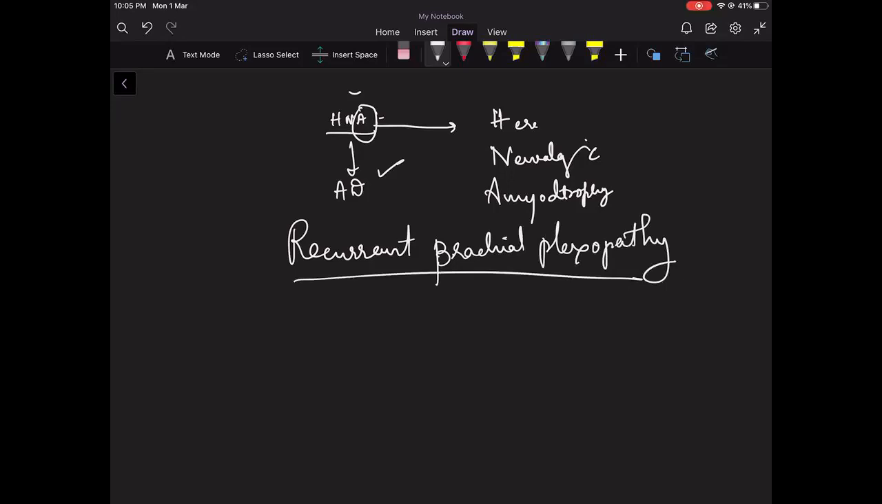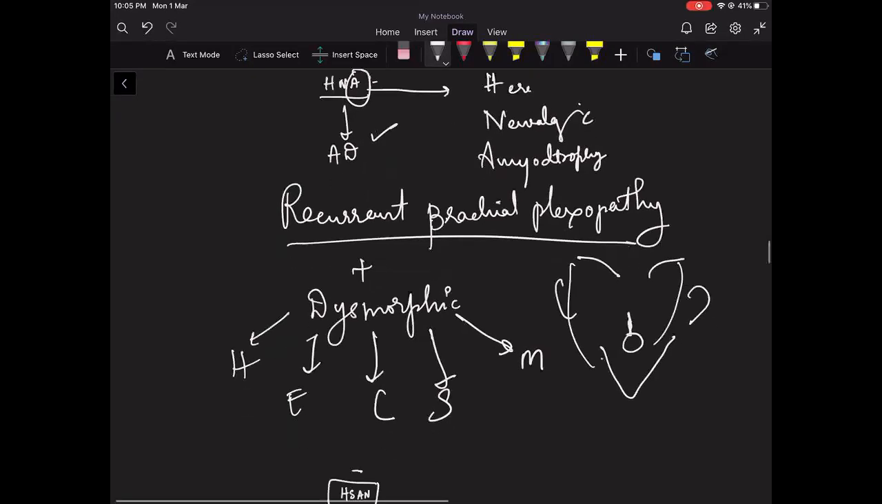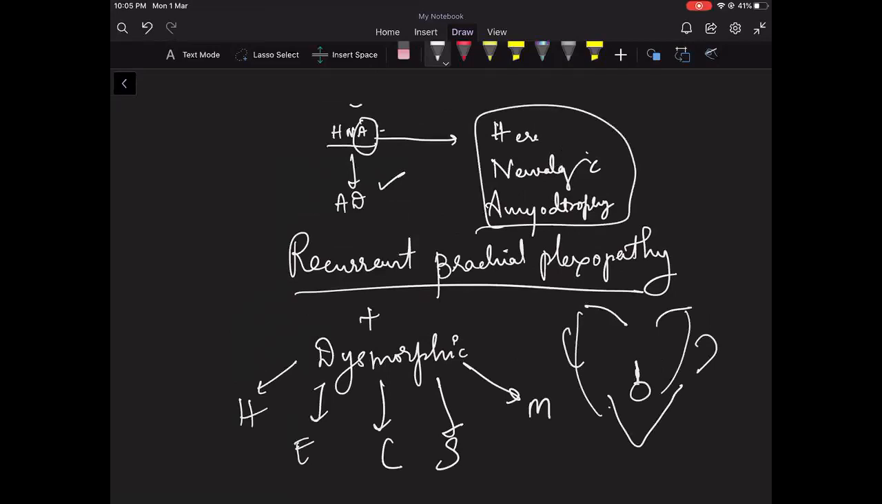The patient will also have dysmorphic features. So the patient will have hypertelorism, epicanthic folds, and cleft palate. The patient will have syndactyly, micrognathia, microstomia, and dysmorphic ears will also be there. These are the presentations in hereditary neuralgic amyotrophy.